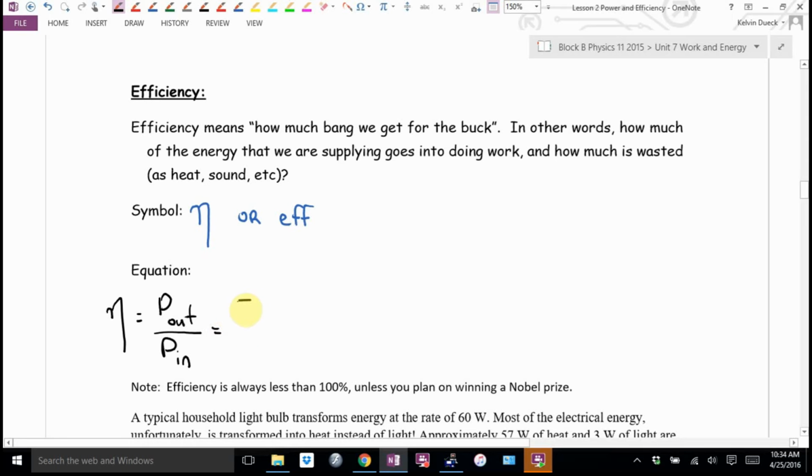Or it can be energy out divided by energy in. Or it can be work out divided by work in. The only thing you have to make sure, Cam, is don't put watts on the top and joules on the bottom. Make sure it's either watts over watts or joules over joules. Now, I've given you this, but I don't remember this. Here's how I remember this.